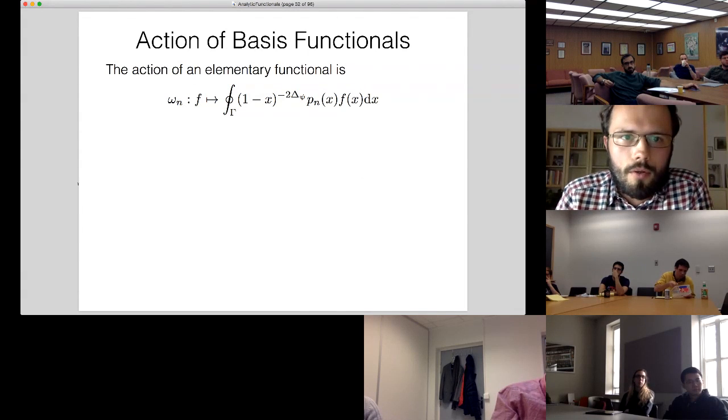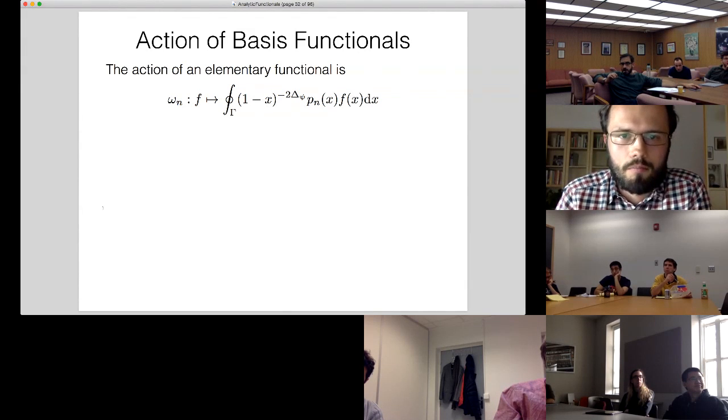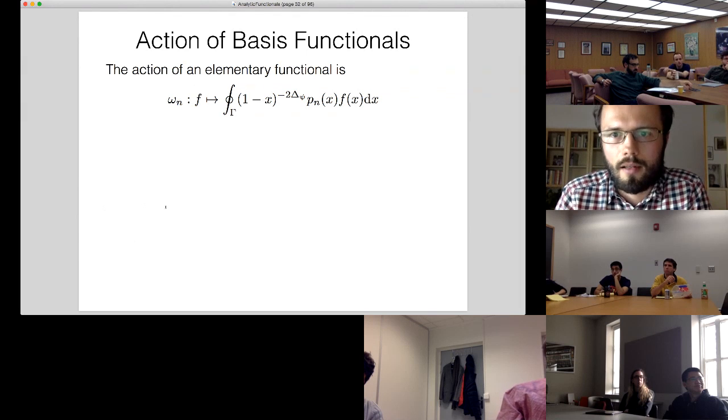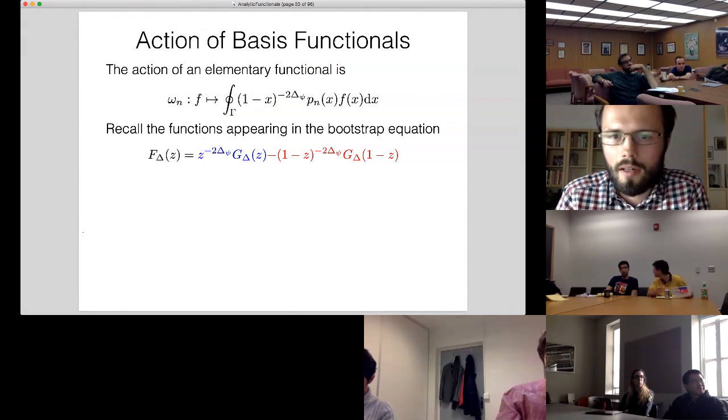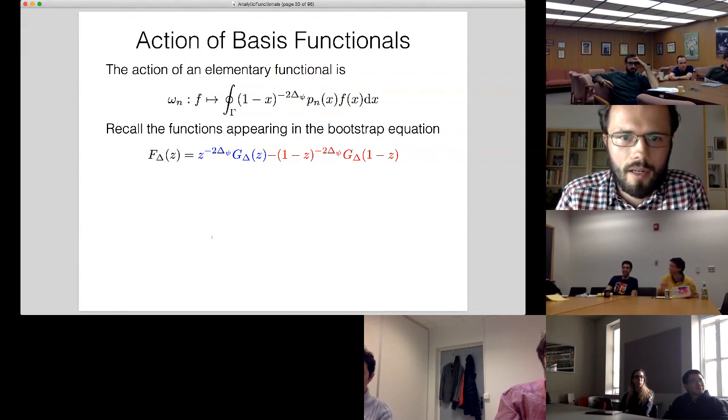So now the first thing that we should understand is how the elementary basis functionals act. By basis functional I will denote omega n, and it is precisely the functional where h of x is one of these basis functions Pn of x. We want to act with these functionals on the functions appearing in the bootstrap equation. So let's recall that the function receives a contribution from the direct channel, that's the blue part, and a contribution from the cross channel, that's the red part.